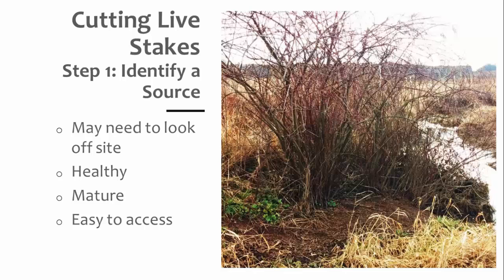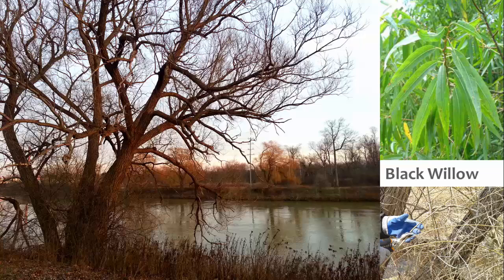The trees you use to cut your live stakes should be trees that will grow well in wet conditions. They should be healthy and mature plants that are easy to access. The three species most commonly used for live staking in the Northeast United States are black willow, red osier dogwood, and silky dogwood. All of these trees are relatively easy to identify. They grow well in wet soils and are commonly found along stream banks.